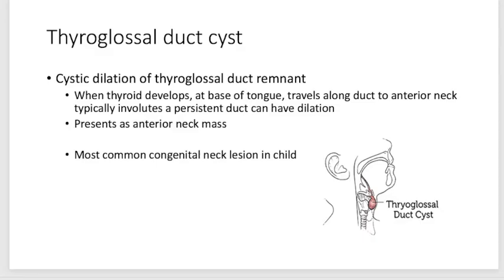Now we'll get into the disturbances of the thyroid gland. So first up is a thyroglossal duct cyst.